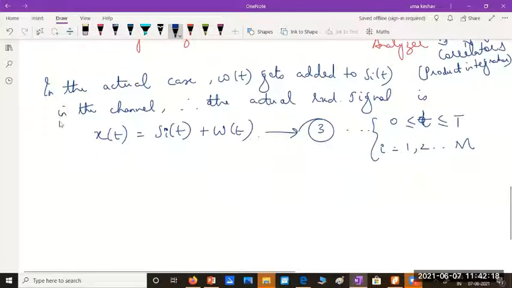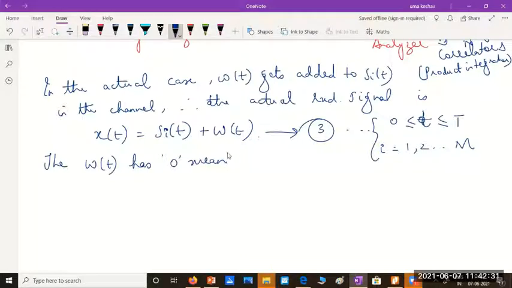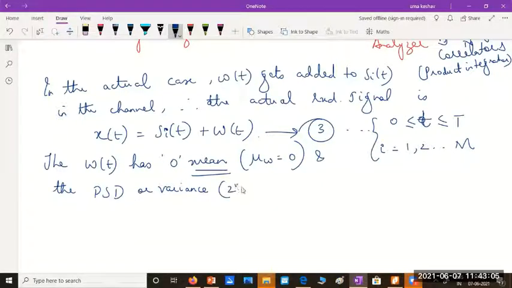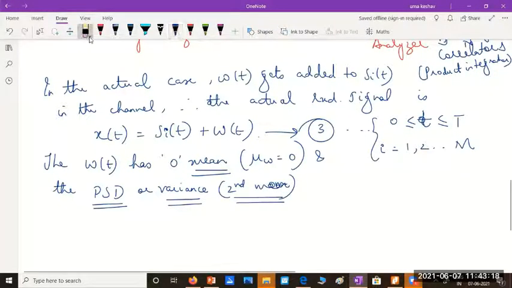Okay. And also the signal W of t, the white noise, has 0 mean. Remember the mean of white noise. What is mean? The first moment of white noise is known as the mean, and its mean is 0. For white noise, the mean of the signal is always 0. Let's say mu W is 0, and the power spectral density or variance, the second moment, these are different names of the same quantity. I can call it power spectral density, I can call it variance, or I can say it is the second moment.